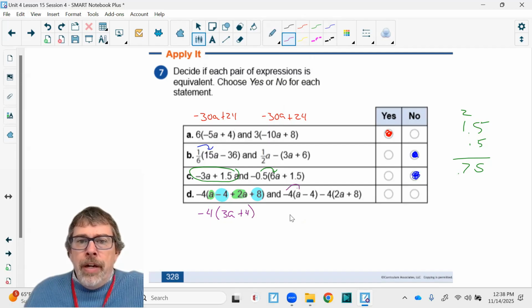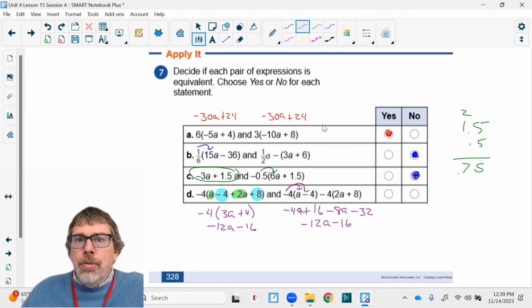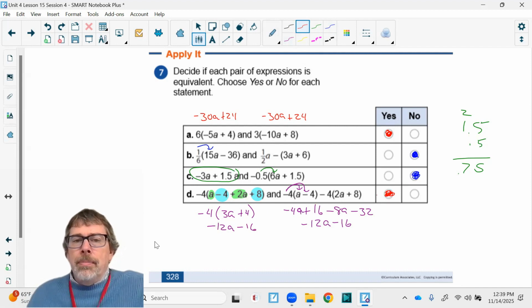If I distribute here, I get negative 4a. Negative times negative is positive. This is an a, not a 9. And 16. And then I'm going to get a negative times a positive is negative 8a. Negative times a positive is negative 32. Negative 4a minus 8a is negative 12a. 16 minus 32 is negative 16. If I multiply this throughout, I get negative 12a minus 16. They are equivalent. So that answer is a yes.